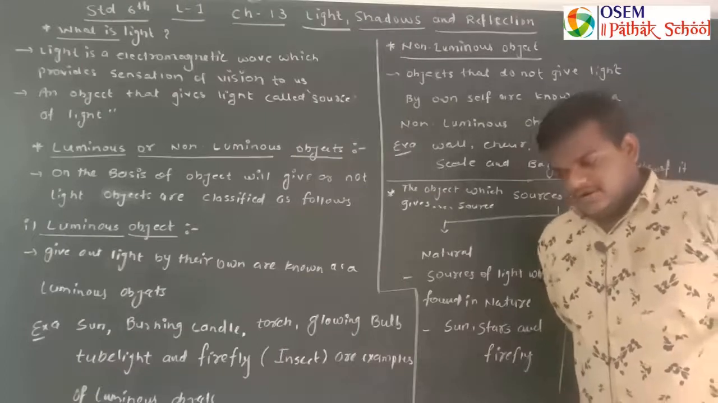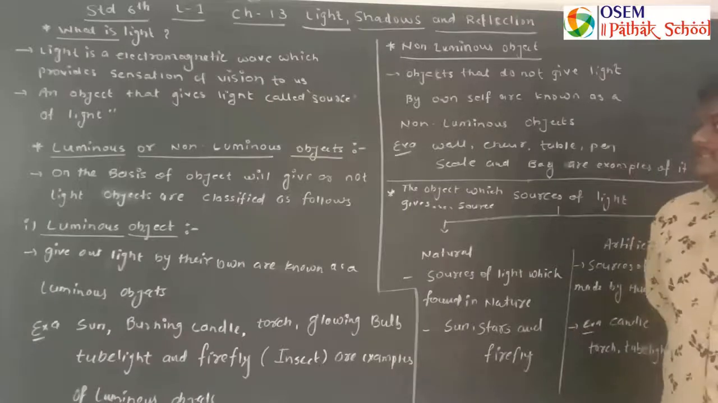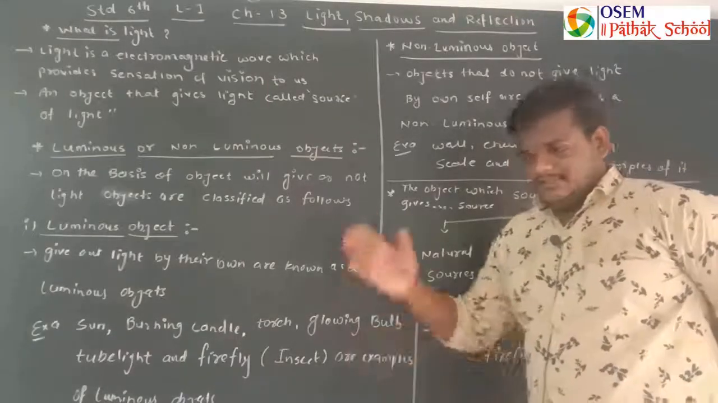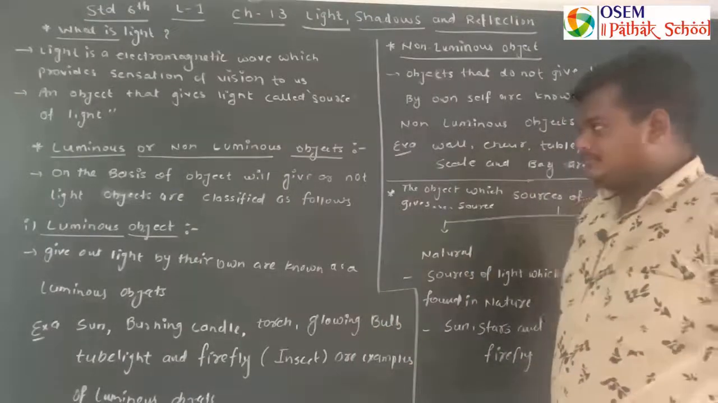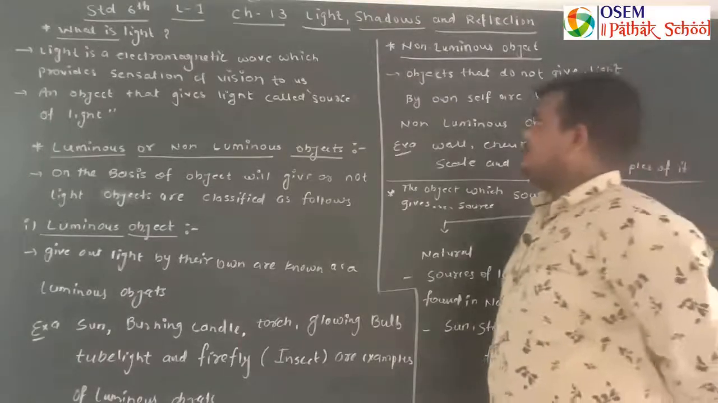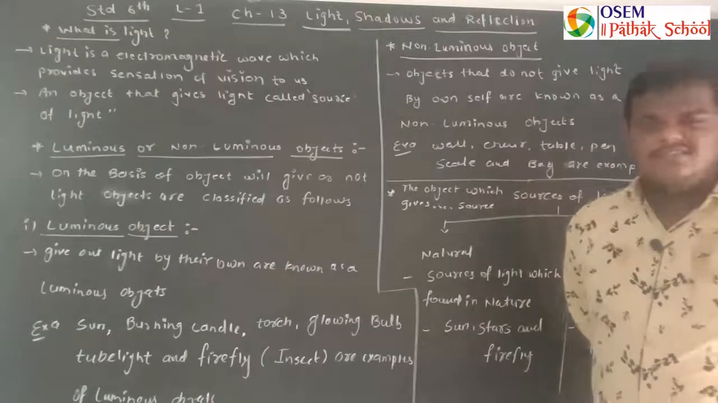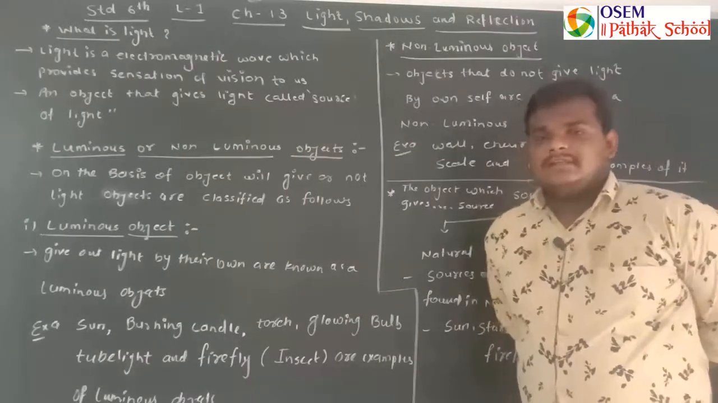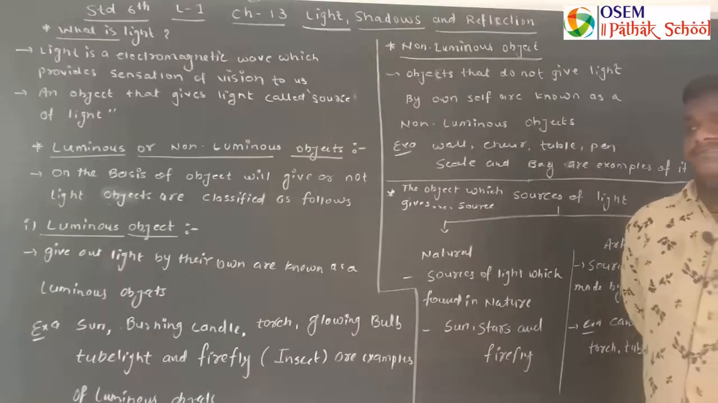Light, shadow means the परछाई, this is the shadow, and reflection is how light is reflected from one surface to another surface. So how it gets reflected, that we will deal with in this particular chapter. First of all we will start from the basics of this chapter, and firstly we will gain knowledge about light.